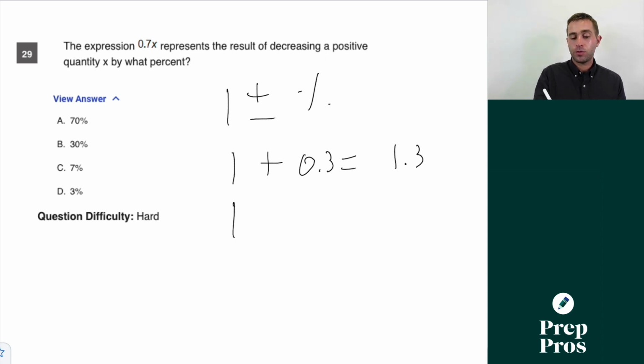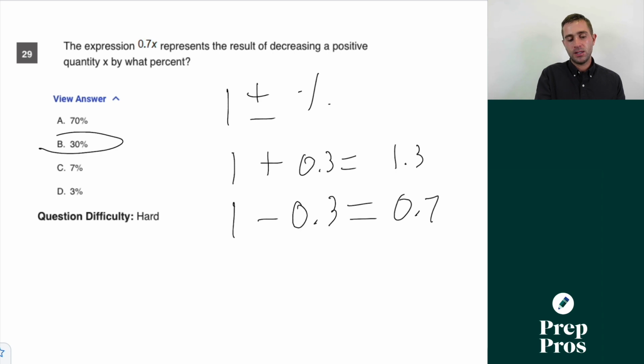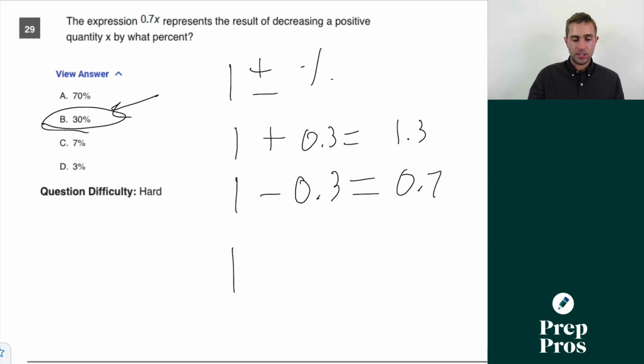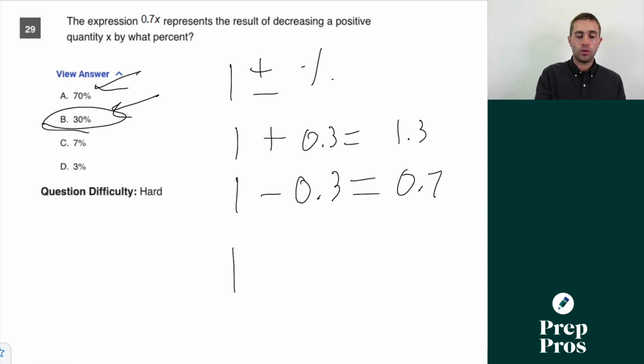Now, if we're looking for a 30% decrease, it would be the same as 1 minus 0.3, which is going to give us 0.7. So this 0.7 is always the distance away from 1, which is going to tell you how much you've increased or decreased. That's going to show us a 30% decrease. So that's how we can see that B is correct. A is the really common wrong answer that everybody gets tripped up by on these.